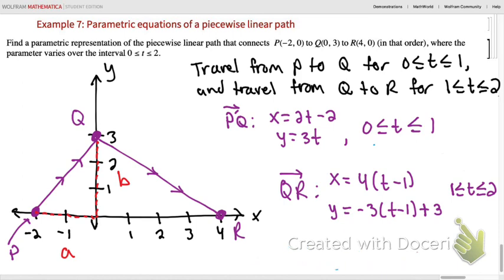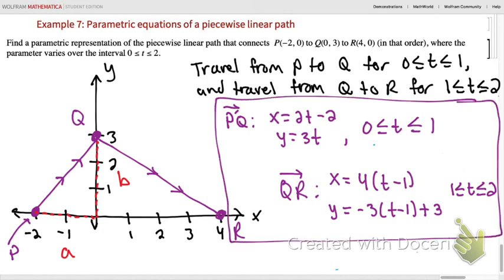Now you should be able to verify. The only thing you need to check is on the segment from Q to R, just make sure that when you plug in 1, you get the coordinates of Q. When you plug in 1 for x, you get 0. That's good. If you plug in 1 for the equation for y, t minus 1 becomes 0, and you just get positive 3. That checks out. And then when you plug in positive 2, you get 4 for x, and you get 0 for y. There is the parameterization of your piecewise linear path, first from P to Q, and then from Q to R.